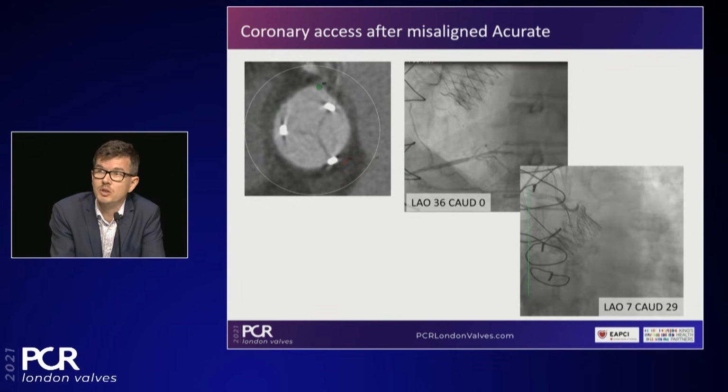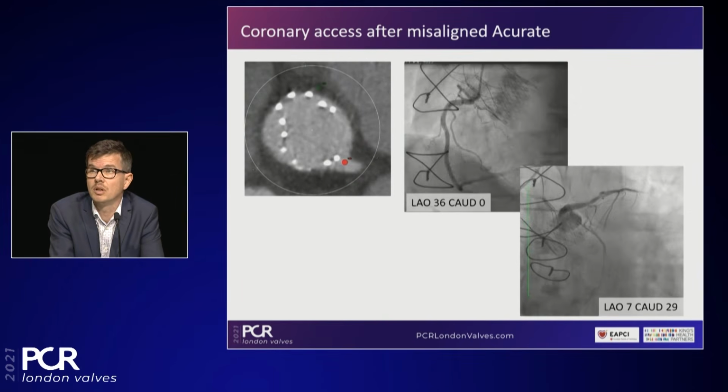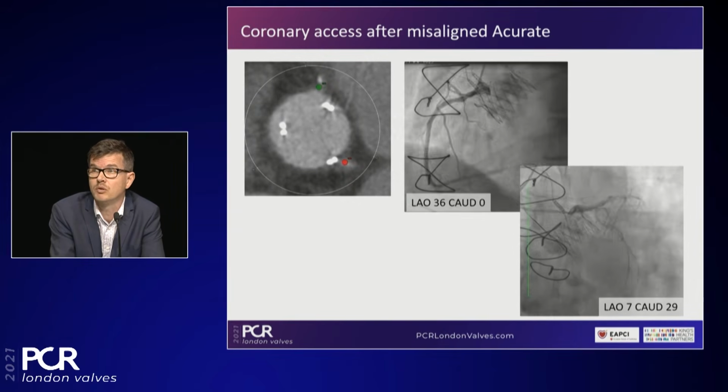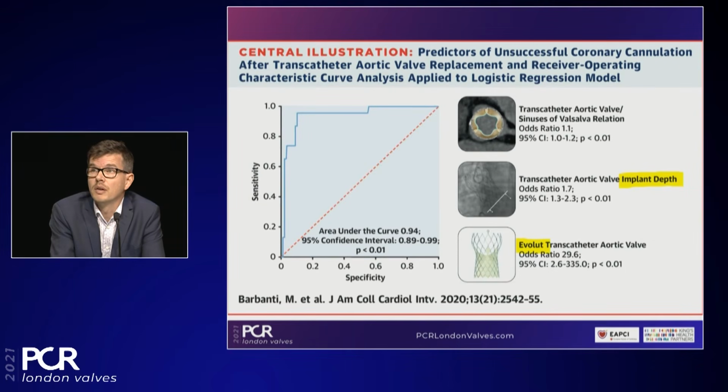So it's possible to cannulate arteries where the TAVI valve is misaligned, but still I wouldn't recommend having misaligned valves, of course. Then this study from Italy, which has been alluded to already, systematically did cannulation of the left and right coronary artery before and after implantation of different TAVI valves. They found the strongest predictor by far was the presence of an Evolut valve. It was almost exclusively these patients where it was difficult or impossible to cannulate both arteries.